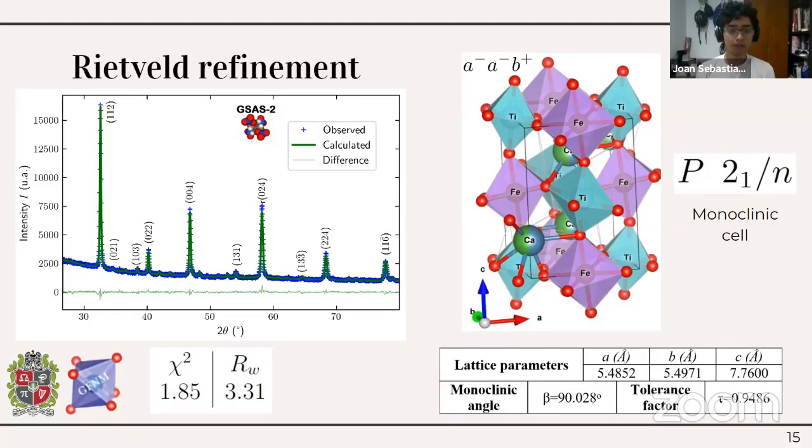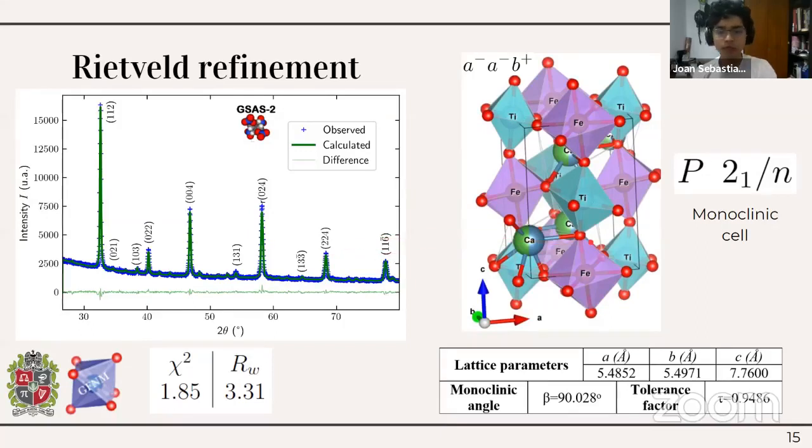We found that we had a chi-squared of 1.35 and a weighted residual of 3.31. In particular, we found the lattice parameters that you can see at the bottom of the screen. And we found that the space group corresponding to our sample was actually monoclinic, the P21/n, which is like a screw axis, if I'm not mistaken. Yep.